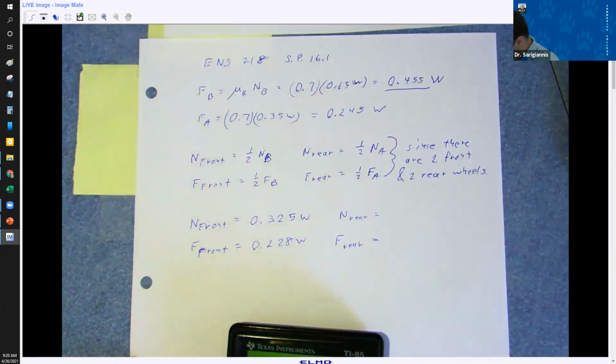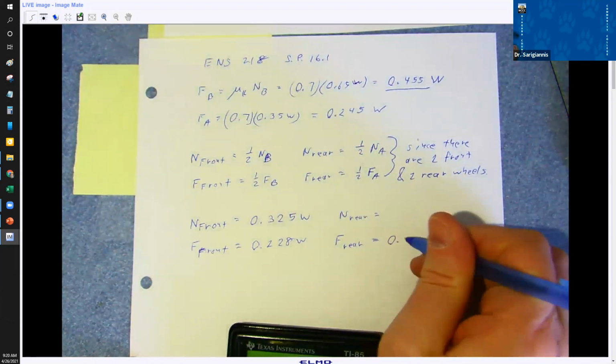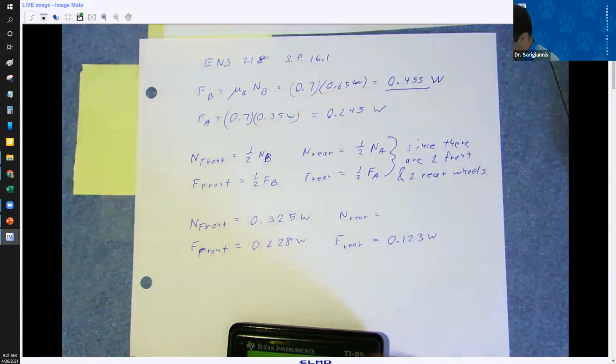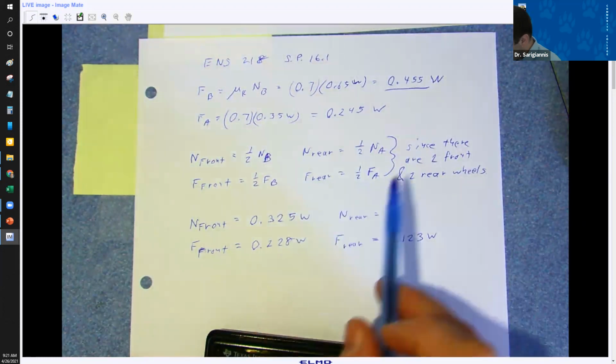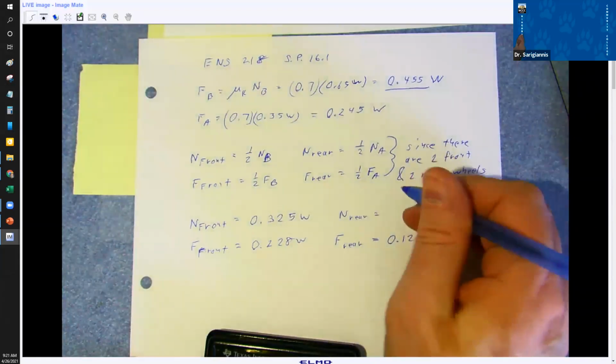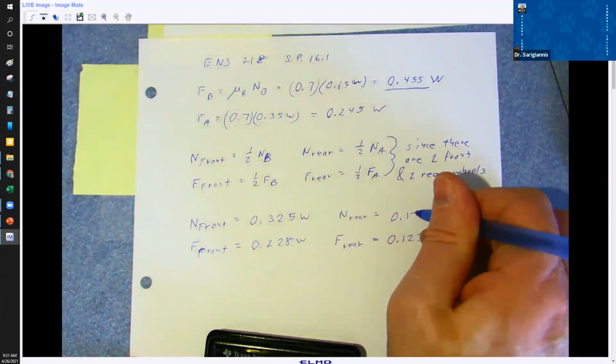Let's do the 0.245 first. Oops. So here we've got 0.123 times the weight, and the rear 0.35 divided by 2, 0.175.